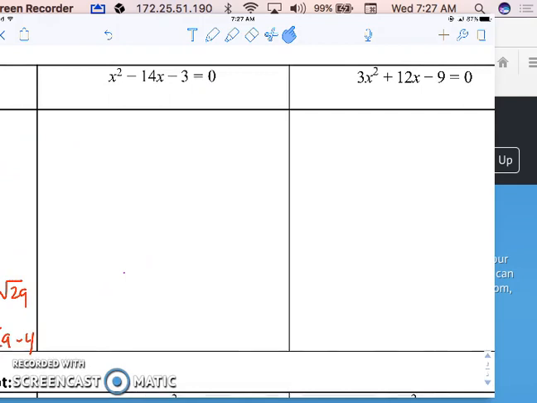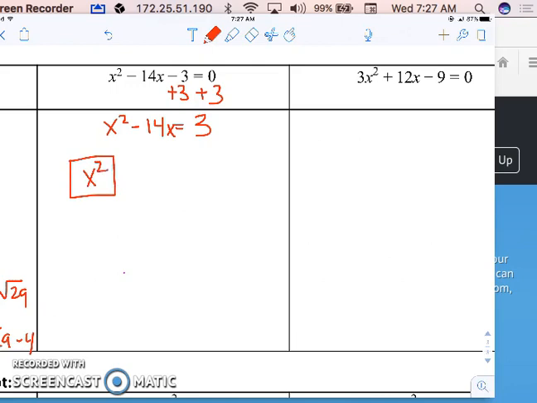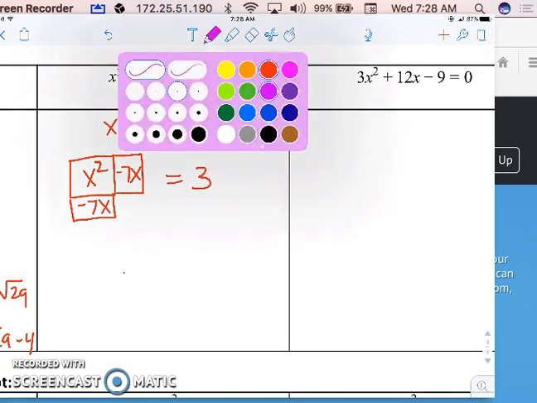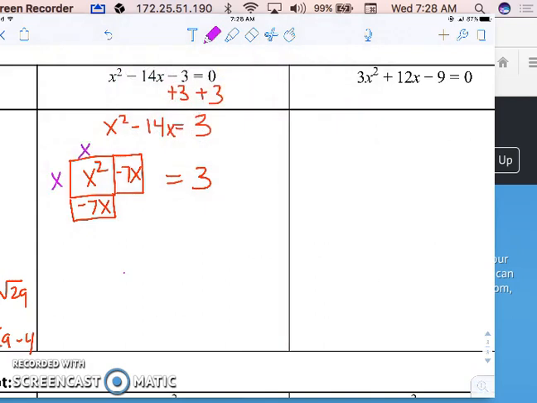So this next one here, we just have to make it look like that other one first. So if we add 3 to each side, we have x squared minus 14x equals 3. So if we were to draw a picture, here's our x squared, but how are we going to split that 14x? So we have to add, we want to keep it balanced on each side, so negative 7x, and this all equals 3. So let's see, we have x and x, minus 7, minus 7. So to fill in this square, we'd have to add 49.